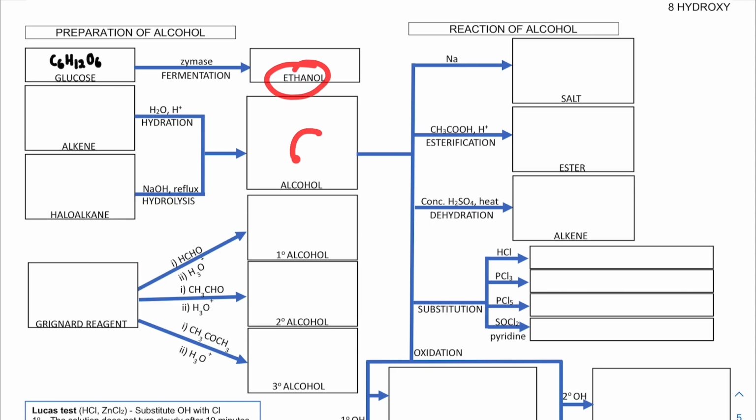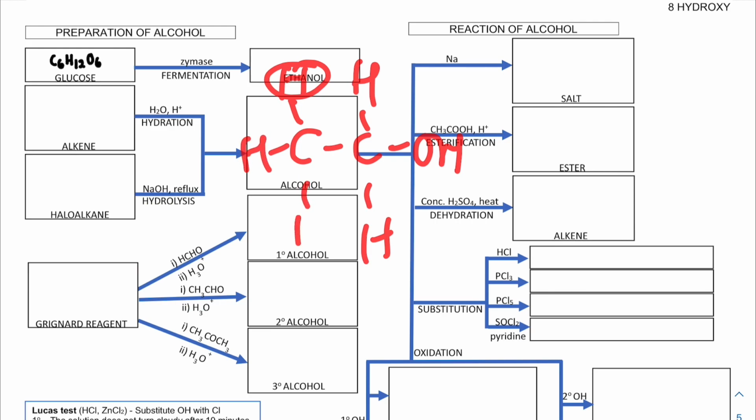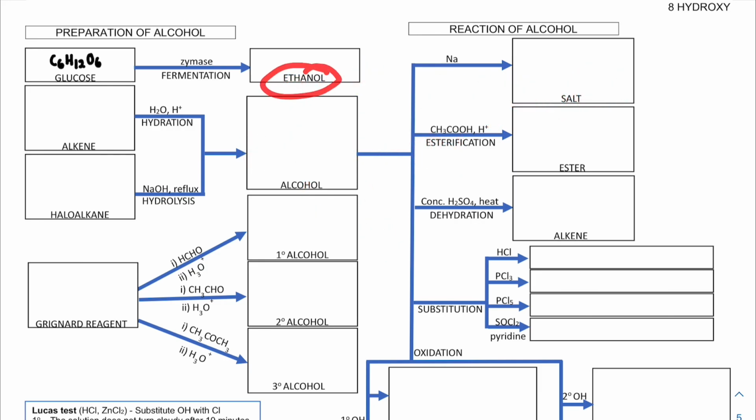Ethanol, we have 2 carbons, and then we have OH, and then we have hydrogens. Based on here, we can see the number of carbons, or if we write it down, it will be CH3CH2OH. So that is the molecular formula of ethanol.